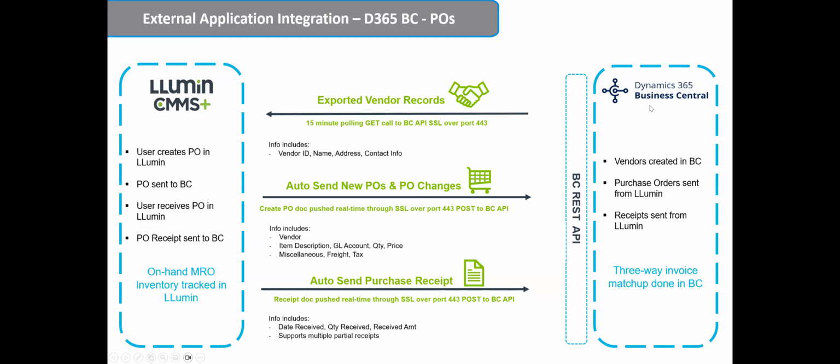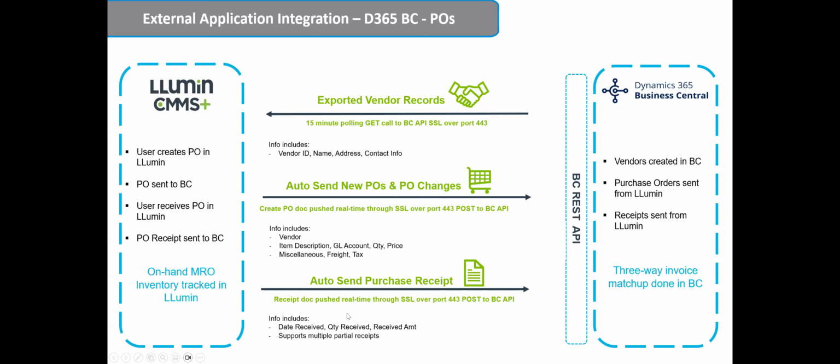So in Business Central, anytime a vendor is created and classified as a vendor that needs to go to the CMMS, that's going to get exported over to LLumin. So those will come over. That happens with changes too. So if a vendor gets updated, something in their changes, if they are marked as a CMMS vendor, that will come over to LLumin. In LLumin, anytime a new purchase order is created or changes are made to it, we are going to push that information over to Business Central. That info is going to have things like the vendor information, your item information, what GL account it should go to, quantities, prices, things like that.